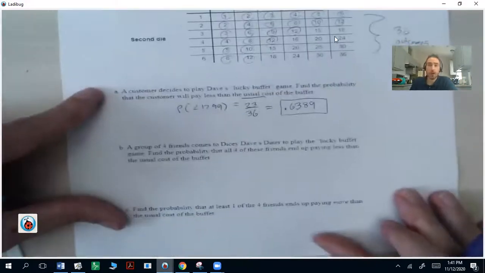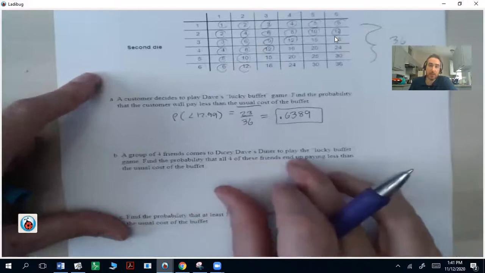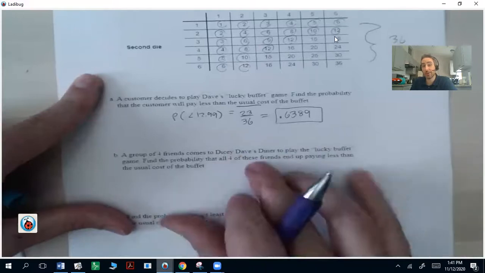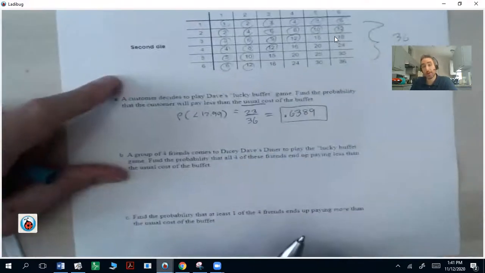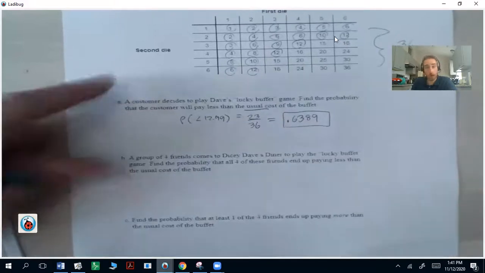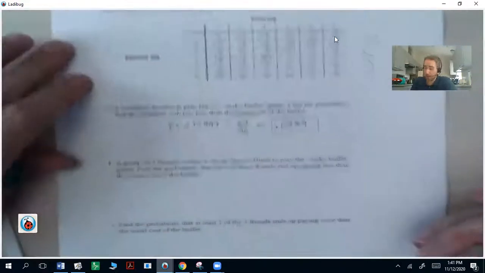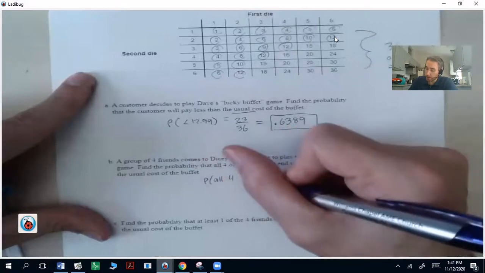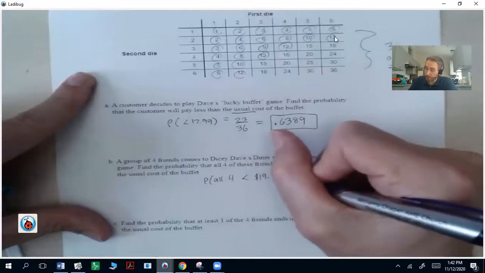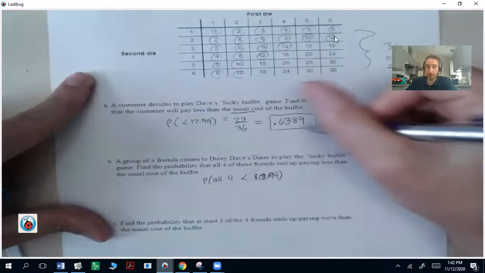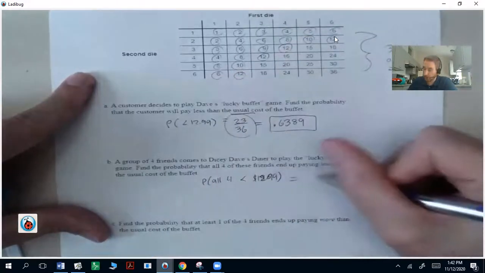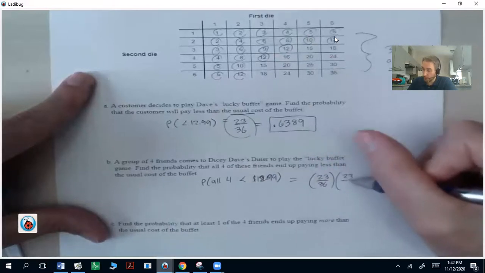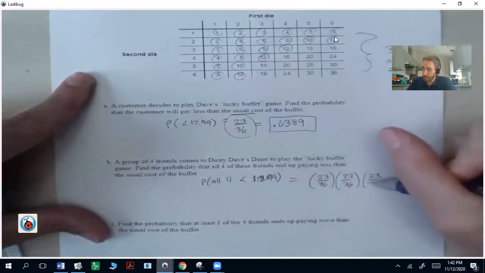All right, moving on. A group of 4 friends comes to Dicey Dave's Diner to play the Lucky Buffet game. Find the probability that all 4 of these friends end up paying less than the usual cost of the buffet. Now we have 4 people, all independent, because these are random chances to roll dice. So we have the probability of all 4 less than $12.99, which would be this probability here, which I'm just going to use as the fraction. There's one friend, another friend, another friend, and another friend.